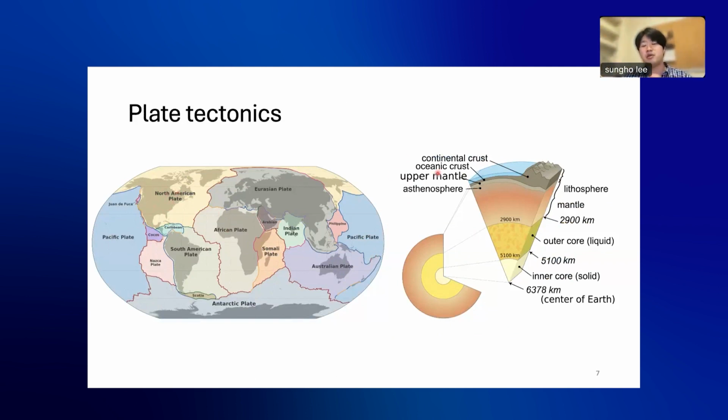And Earth is composed of several layers, but mainly four layers. That is crust, mantle, outer core, and inner core. The outer core is mainly liquid state. So the shear wave cannot penetrate into the outer core, and the rest of the layers are solid state.